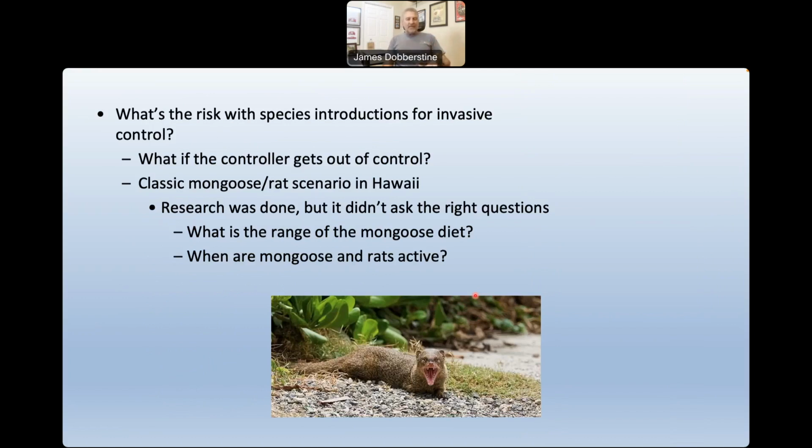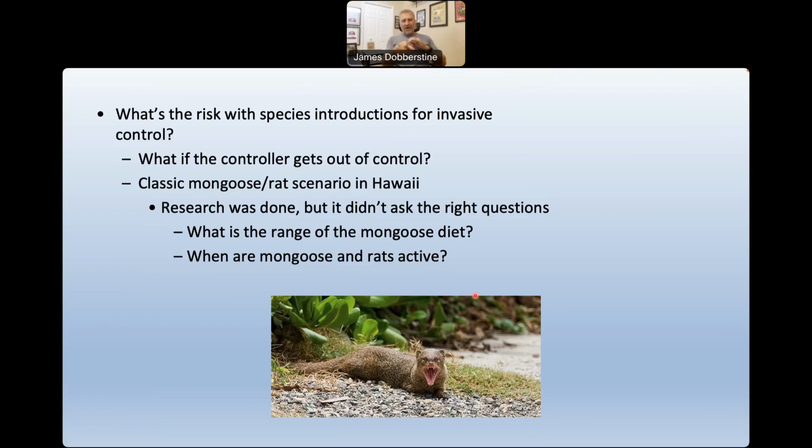An example of this, a kind of famous example, is the mongoose-rat scenario. The mongoose was released in Hawaii to control rats, and they actually did some research. They tried to think this through ahead of time, but they didn't ask all the right questions. For instance, what's the range of the mongoose diet? When are mongoose and rats active? Do they overlap? Are they going to see each other?